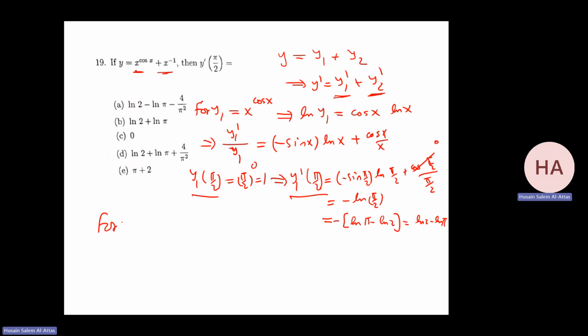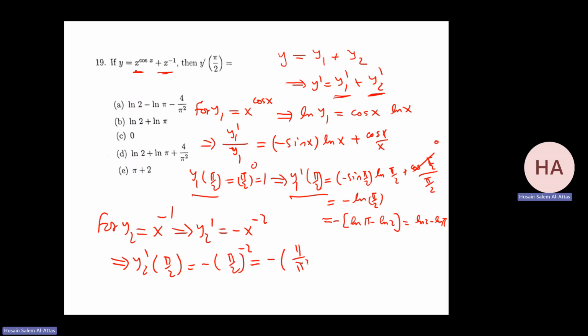For y2, it's easier: x to the power minus 1. What is y2 prime? Minus x to the power minus 2. I need to find y2 prime at pi over 2, so that will be minus pi over 2 to the power minus 2, in other words, minus 4 over pi squared. So y prime at pi over 2 will be y1 prime at pi over 2, which is ln 2 minus ln pi, plus y2 prime at pi over 2, which is minus 4 over pi squared. And that will be my answer.